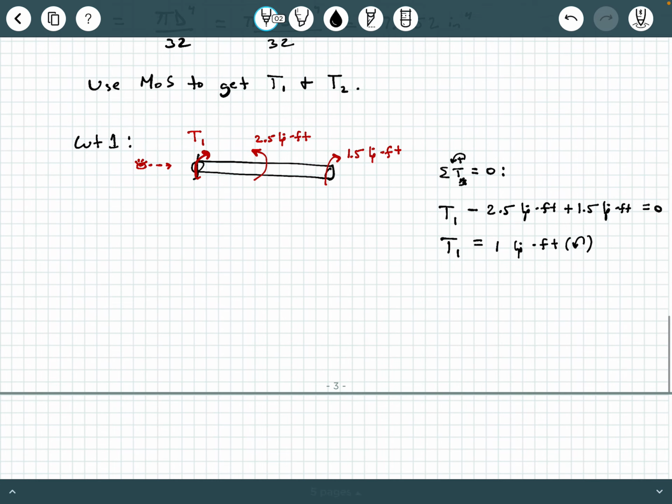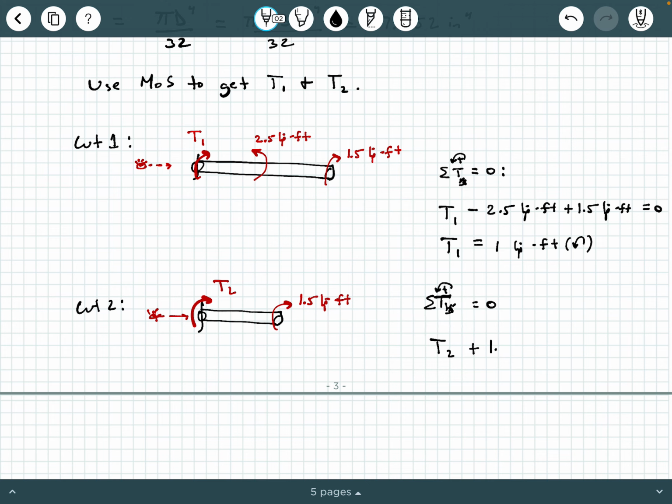What do we do next? Well, we repeat the process. We're going to say cut 2, all right? And we're going to make a cut inside that second segment there. And what's going to show up there? Well, we're going to have a T2, and again, we're going to use the same viewpoint. There's my little eyeball. Here's my little 1.5 kip feet. And I'm going to say sum of the torques using that eyeball, counterclockwise positive is 0. And so here I'm going to have T2 plus 1.5 kip feet equals 0.